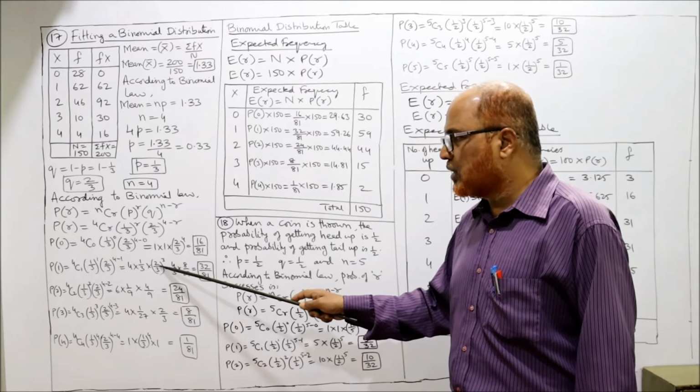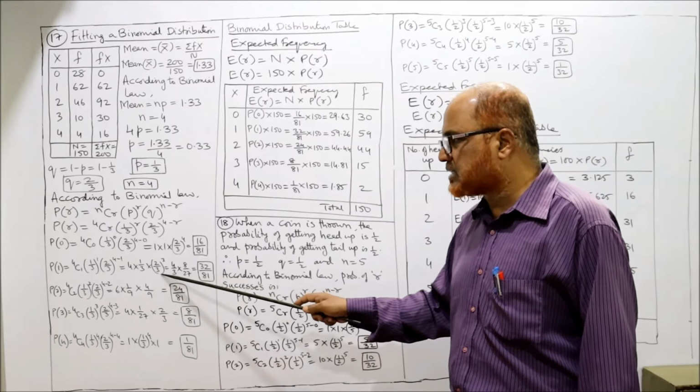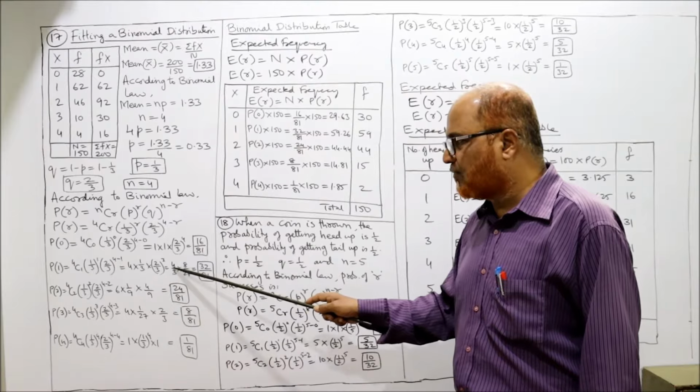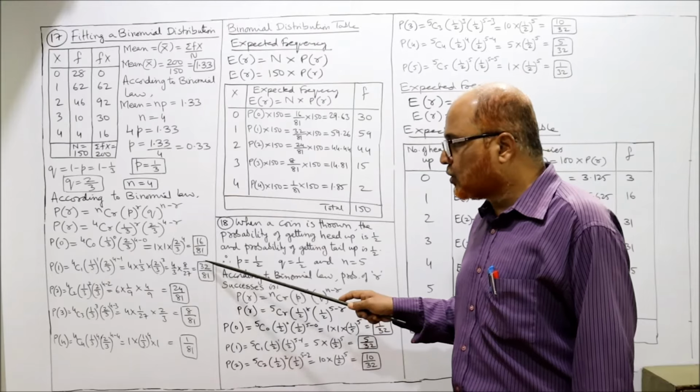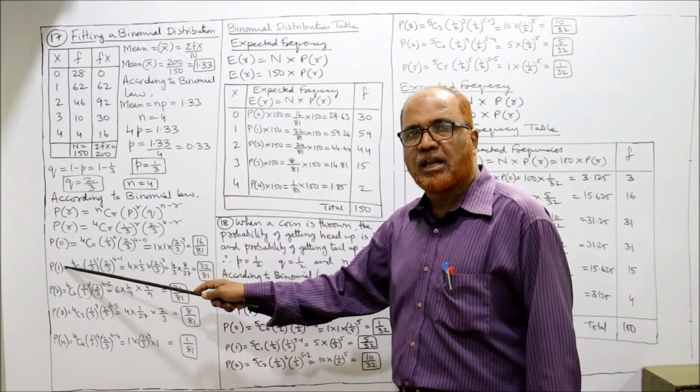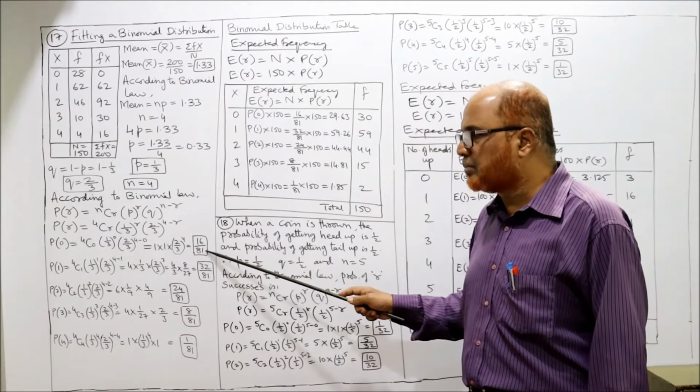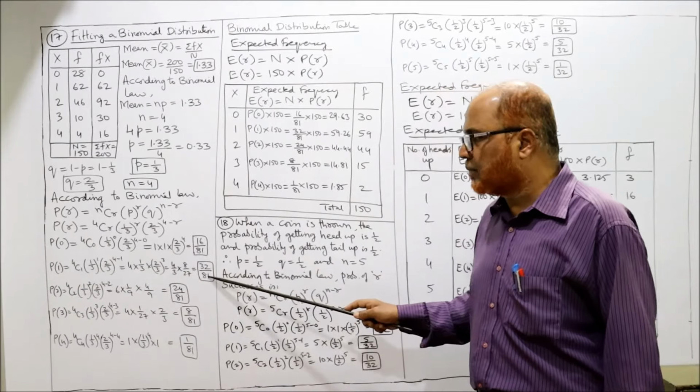2 multiplied 3 times is 8. 3 multiplied 3 times is 27. 8 fours are 32 by 81. So 32 by 81 is the P of 1. We got P of 0 as 16 by 81, and P of 1 as 32 by 81.